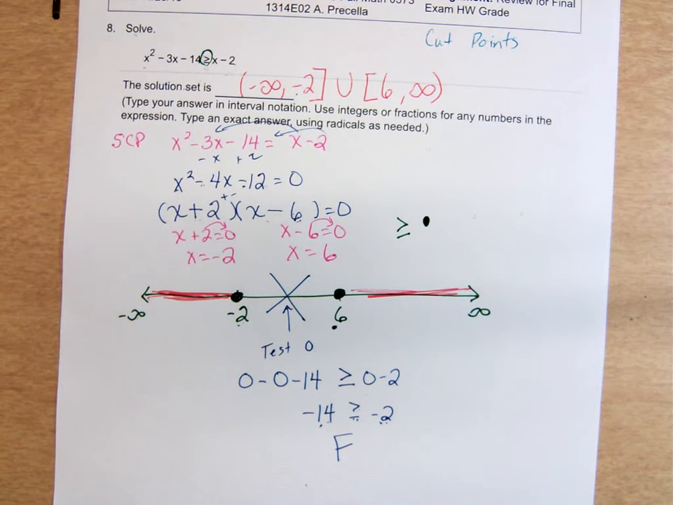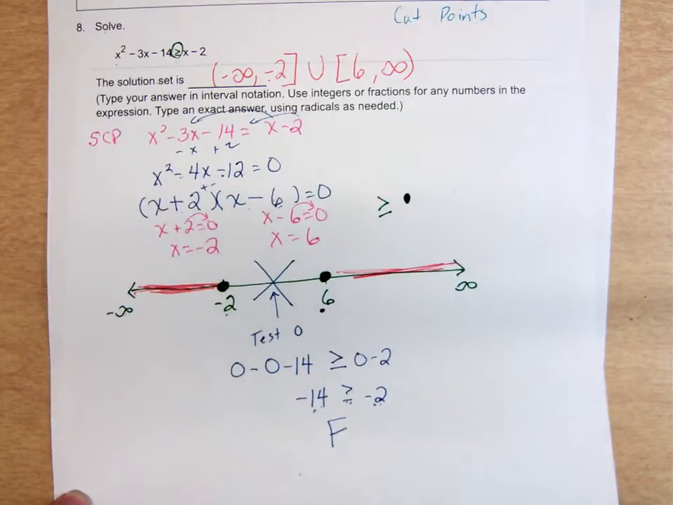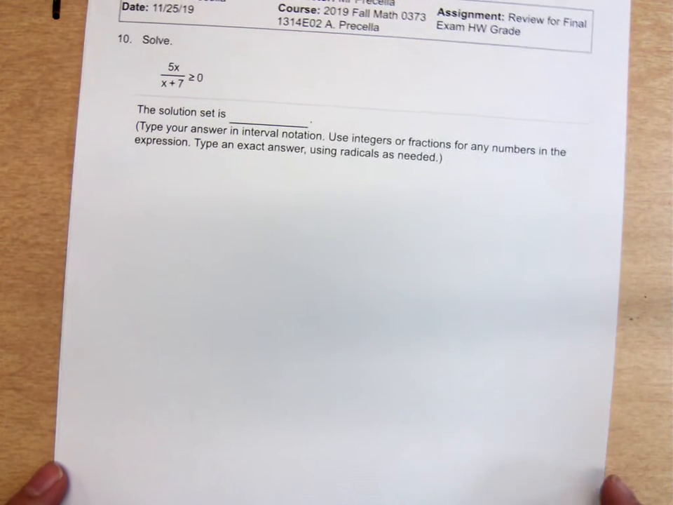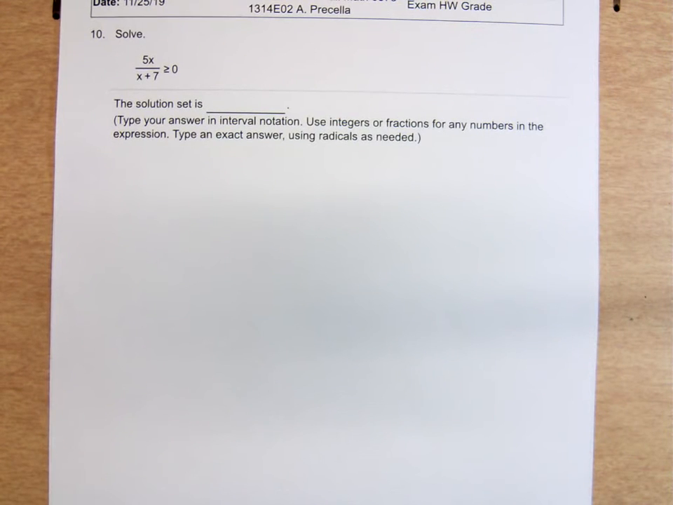Now the next one has some fractions in it. Problem number 10. We have a fraction: 5x over x plus 7 is greater than or equal to 0.